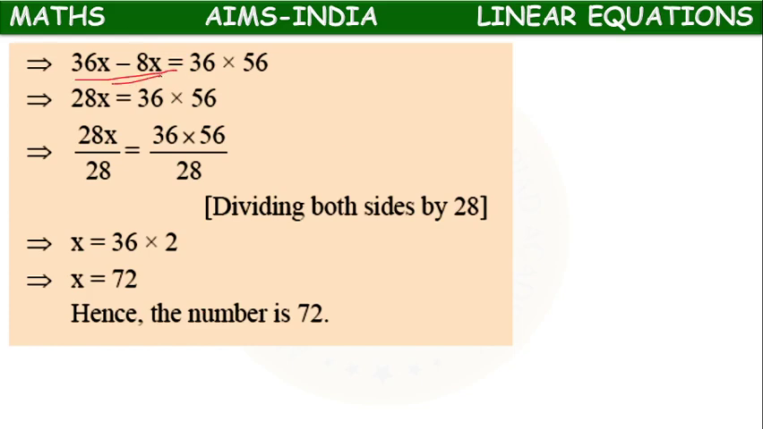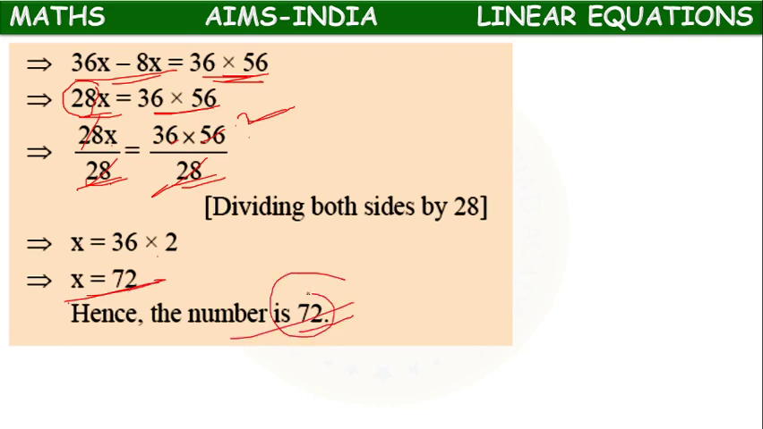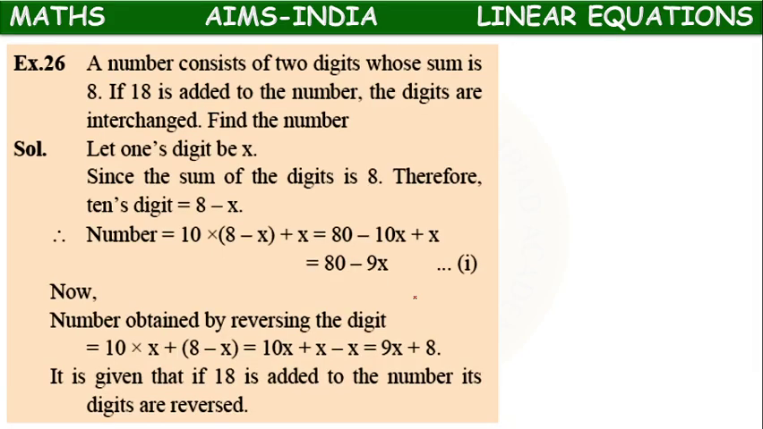So 36x minus 8x equals 36 into 56. So 28x equals 36 into 56. But we need x, so 28 has to be cancelled. We divide both sides by 28. 28 and 28 cancel, x is remaining. 28 twos are 56, so it is 36 into 2. x equals 72. Our required number is 72. Like that we have got the answer. Okay, children. Next.